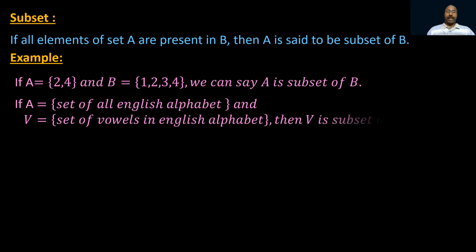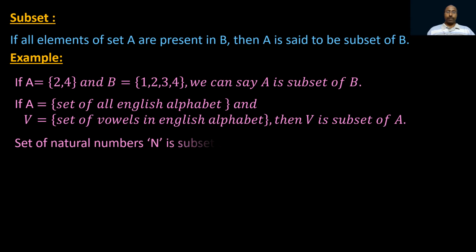Also, if A is the set of all English alphabet and V is the set of vowels in the English alphabet, then V is a subset of A, because all the vowels are present in the English alphabet. So all elements of set V are present in set A, so the set V is a subset of set A.